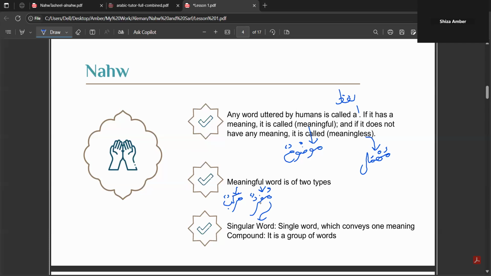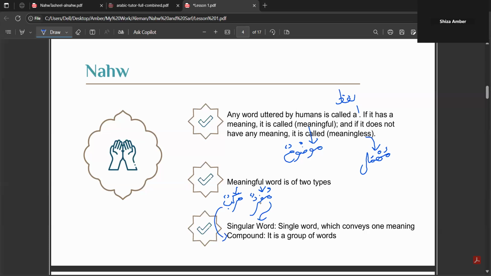Murakkabun, I mean to say that I'm using too many words in a sentence, and all of those words have proper meanings. So a group of words is known as murakkabun, okay? Such as if we say this line, meaningful words is of two types. So this line is murakkabun, because it is a compound. It has a group of words, and all of them have meaning.